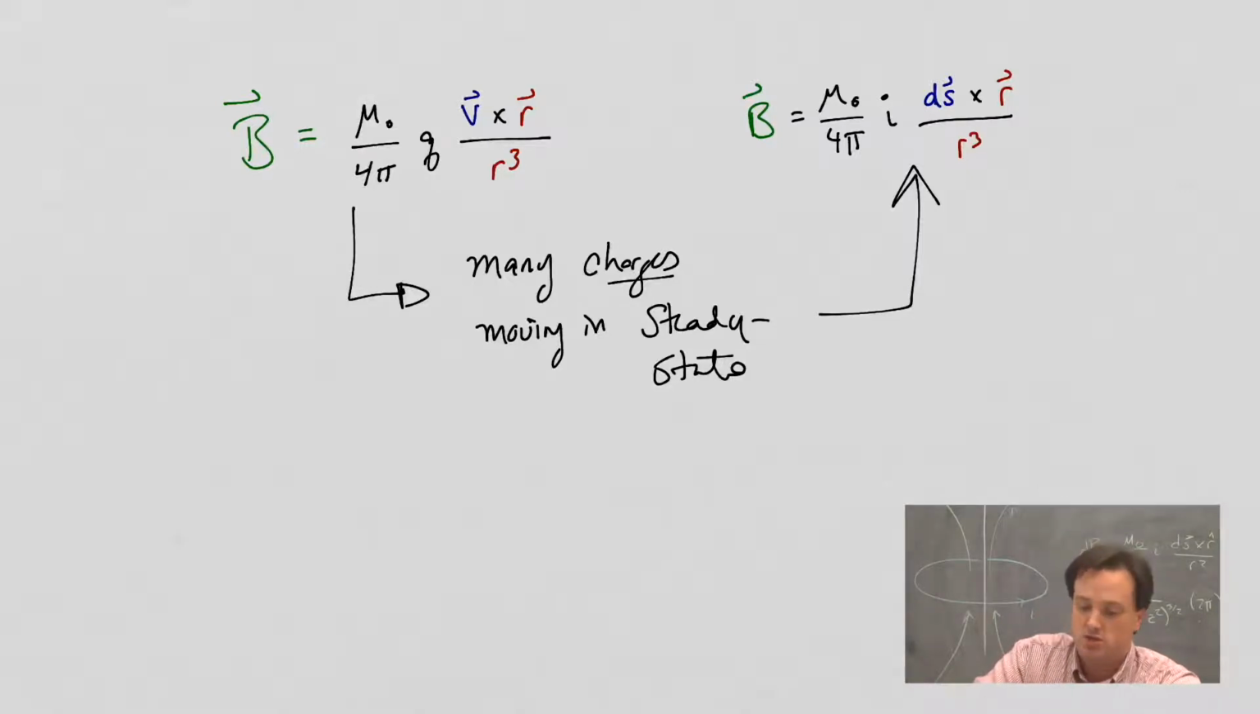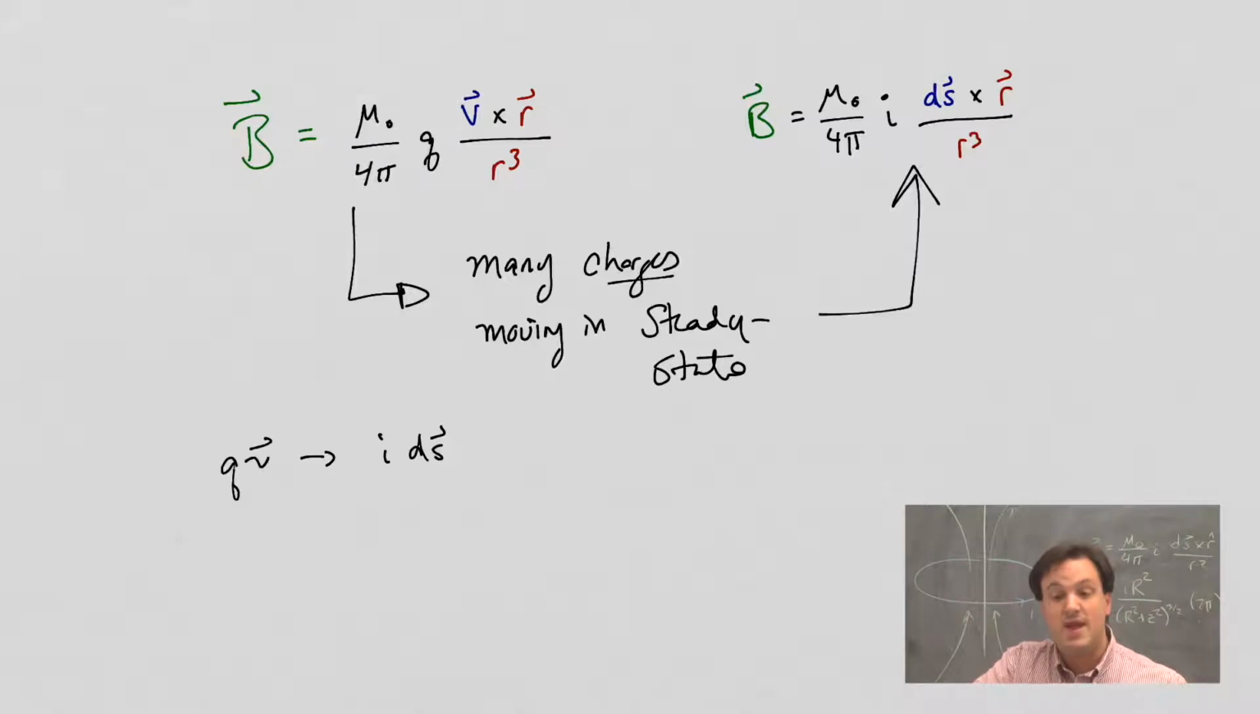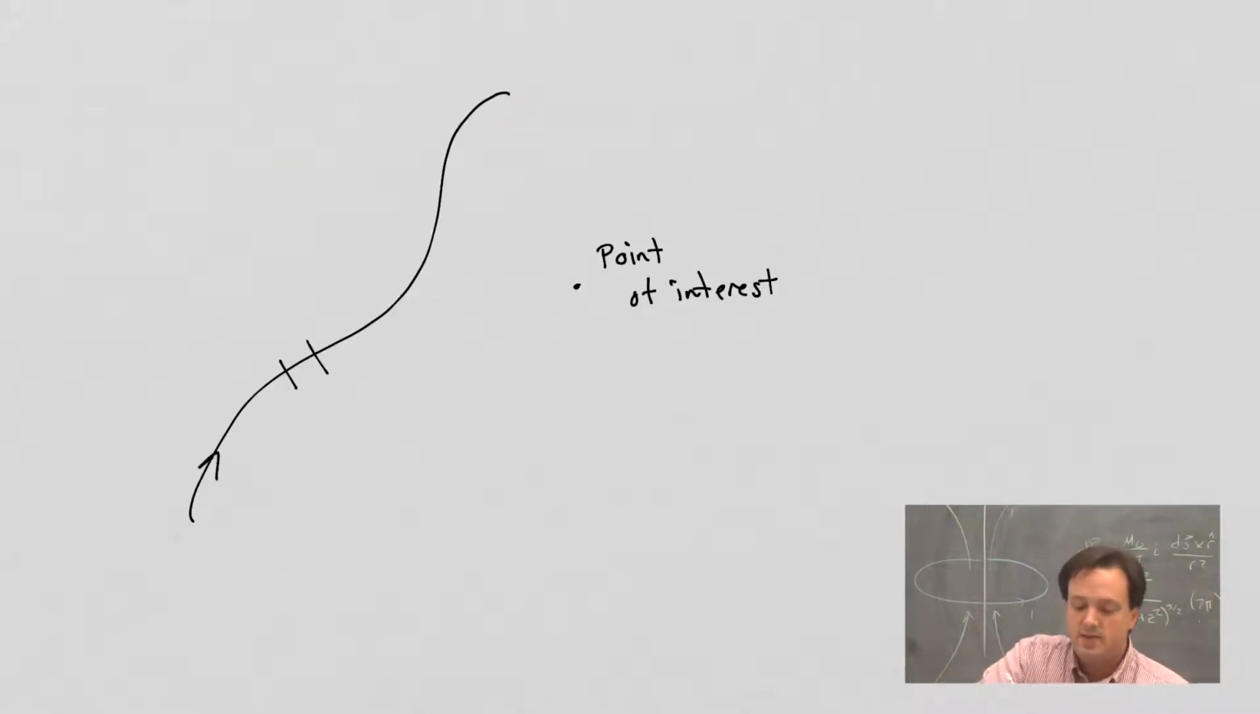And so I replace qv with I times ds. So I'm asking myself how much current, how much charge per unit time is moving through this little segment of the wire ds. And of course, ds holds two pieces of information. First, the magnitude of ds is a little infinitesimal length of the wire, right? So I break my wire up.